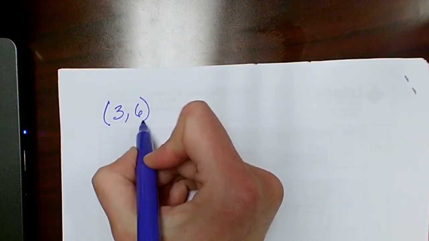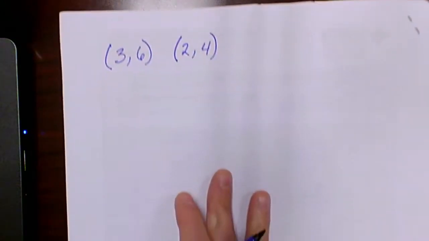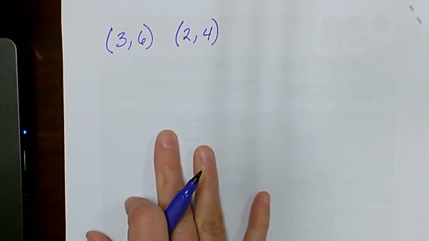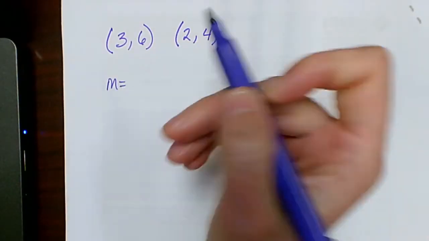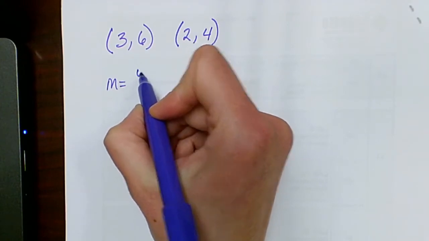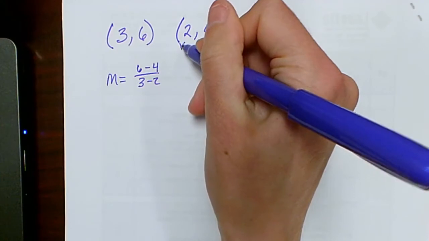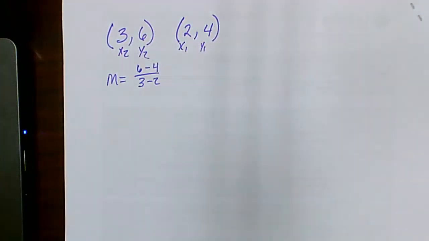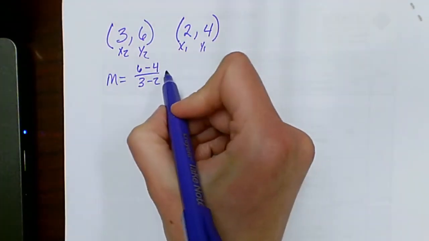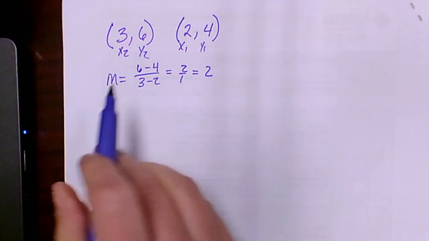Three, 6, and 2, 4. Okay, so we have 2 points, but no slope. So we need to find slope. So 6 minus 4 over 3 minus 2. I labeled them this way: x1, y1, x2, y2. And that's okay if you want to switch them around. So you have 2 over 1, which is 2. So now we have a slope.